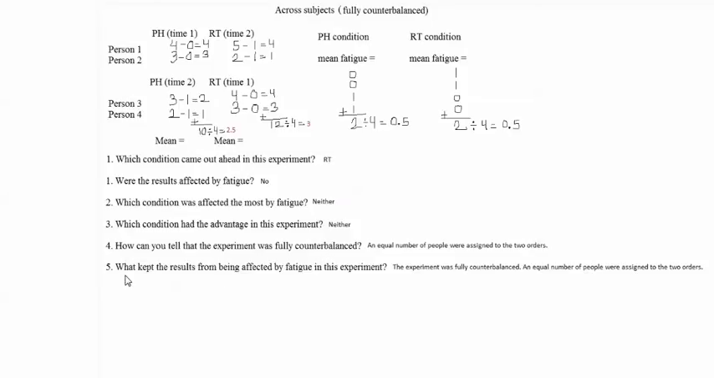And what kept the results from being affected by fatigue? What made it so that the two fatigue averages came out to the same number? Well, it's just because the experiment was fully counterbalanced. We had the same number of people assigned to the two orders. It was 2 and 2 instead of 2 and 1 like it was the first time.